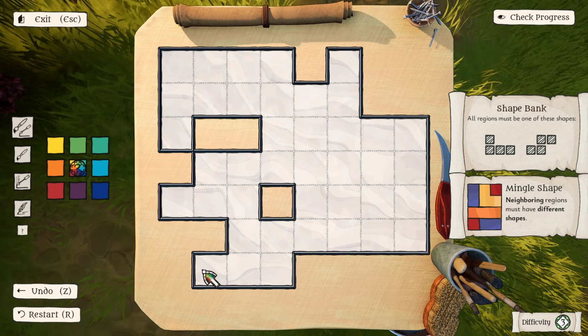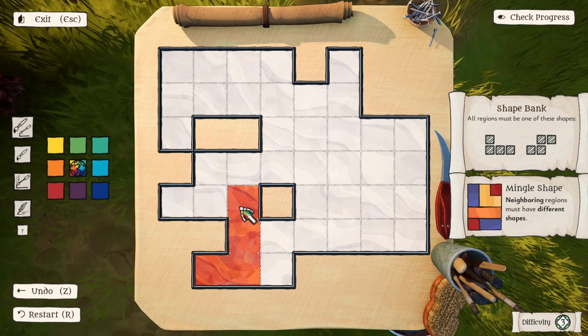Shape bank. Now this can't be an S, or it would close this one off. It's an L. However, it could also be an L that way. Except, no, that could be an S like that. So I know that those two pieces go together. Let's look at something else.